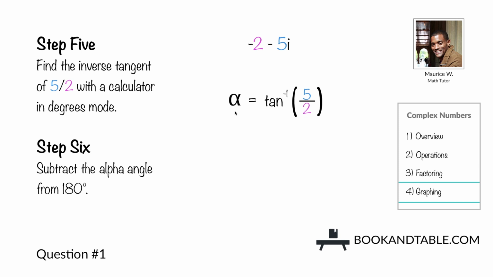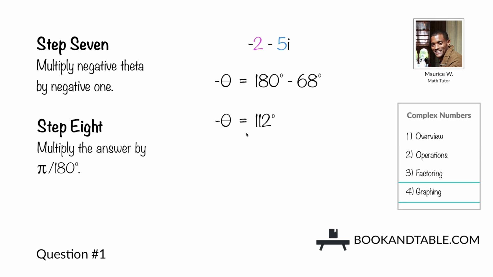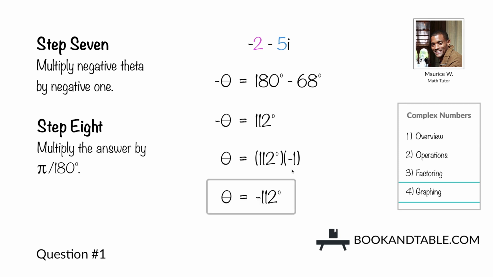So that lets us know that the alpha angle is equal to the inverse tangent of 5 over 2, which is equal to 68 degrees. So when we subtract the alpha angle from 180 degrees, we get the negative theta angle is equal to 112 degrees. We then want to multiply negative theta by negative 1. So 112 degrees times negative 1 shows us that the argument, or theta, is equal to negative 112 degrees.